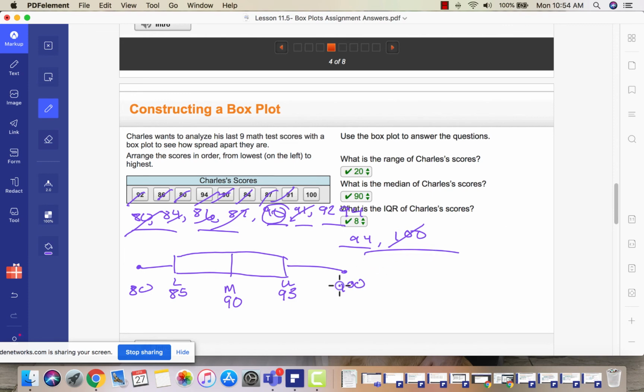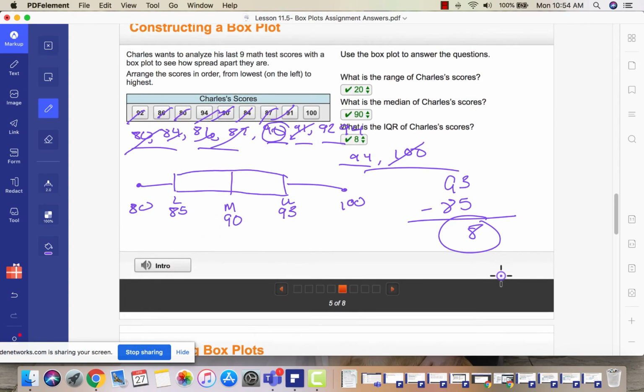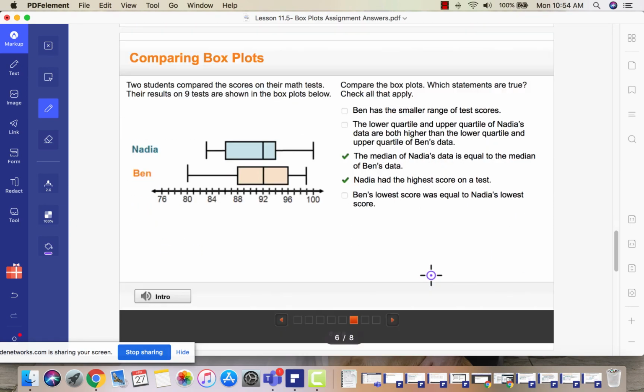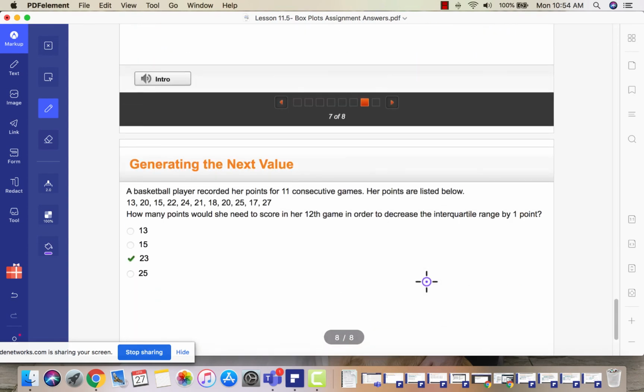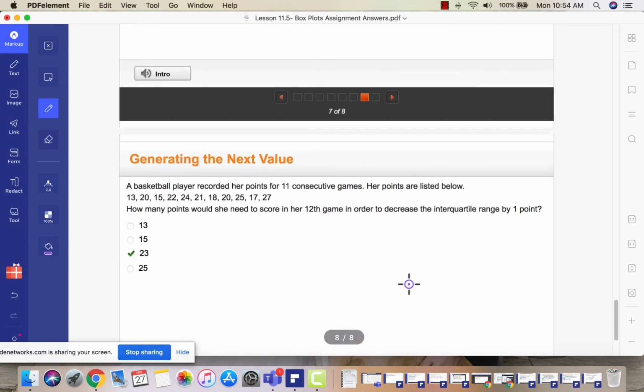So our interquartile range has to do with the range between the upper quartile and the lower quartile. So we're going to take 93, and we're going to subtract 85, and that is how I get 8. Okay.